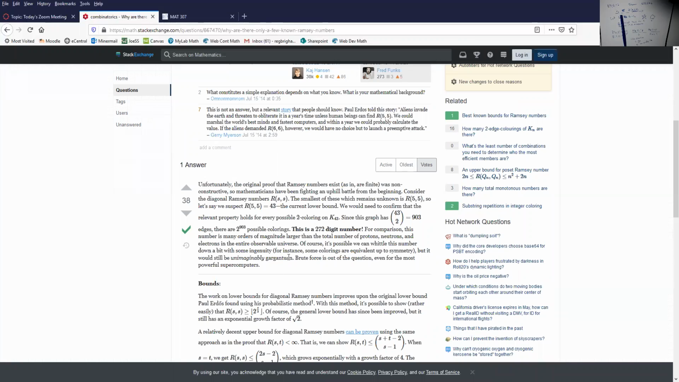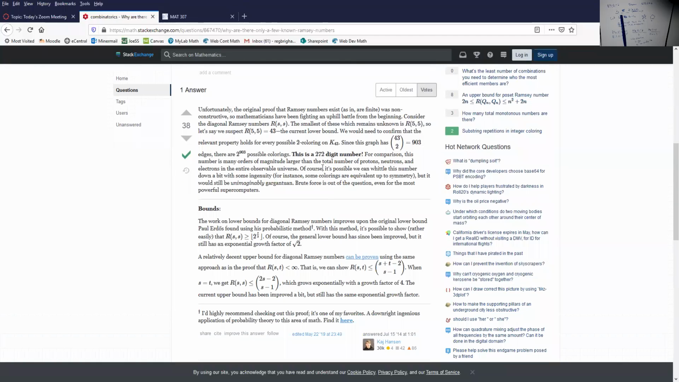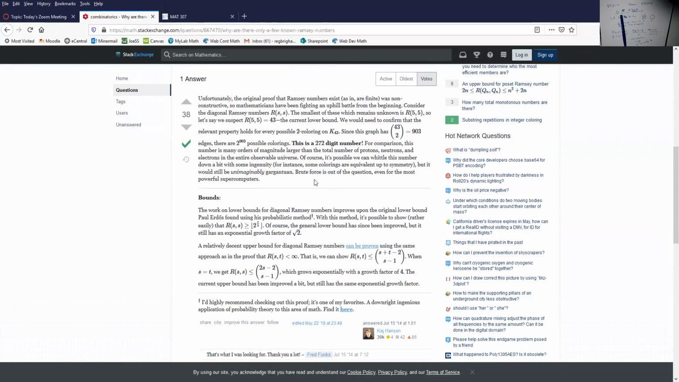Goes on to talk about how that number is larger than the number of protons, neutrons, and electrons in the entire observable universe. I did not verify that claim, but it is a large number indeed.